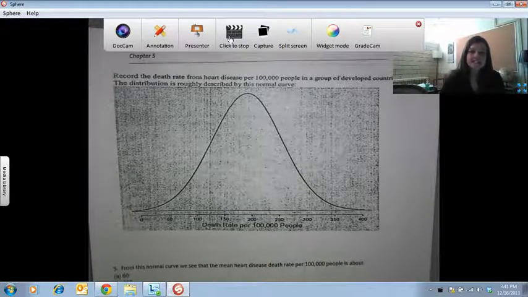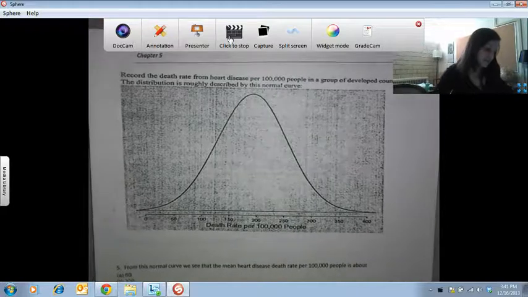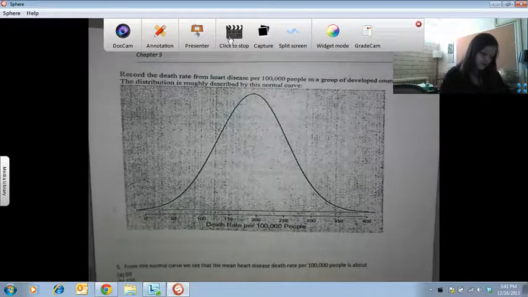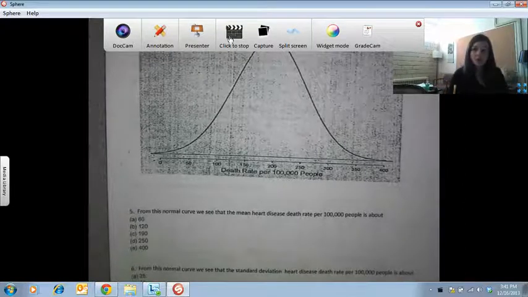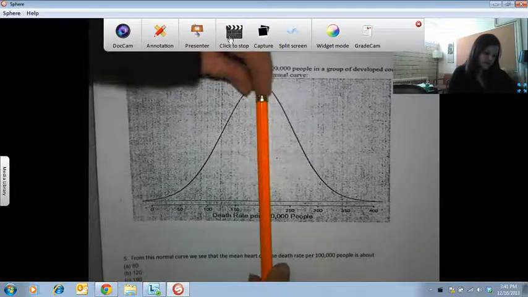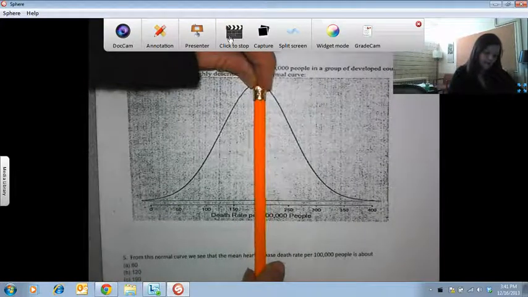So, on to Chapter 5 and standard deviation and mean. Let's look at this normal distribution. Record the death rate from heart disease per 100,000 in a group of developed countries. The distribution is roughly described by this normal curve. From this normal curve, we see that the mean heart disease death rate per 100,000 people is about... So what you want to do is find the top of your curve, the very top, and at the bottom, it's going to tell you about what that mean is. It looks like it's going to be here, close to 200, but not quite at 200. So we're going to say 190.